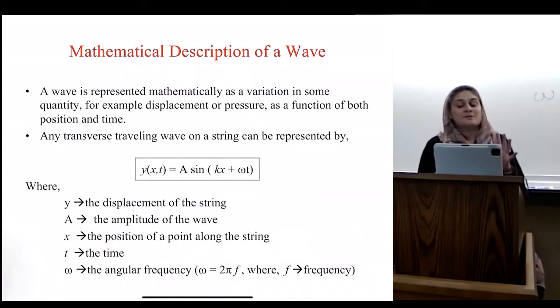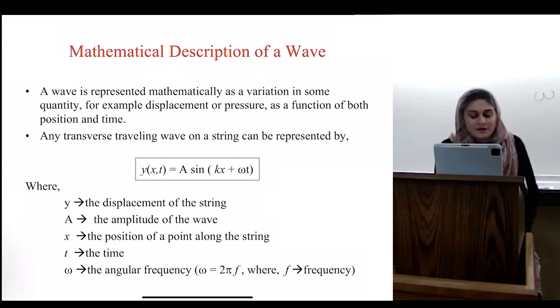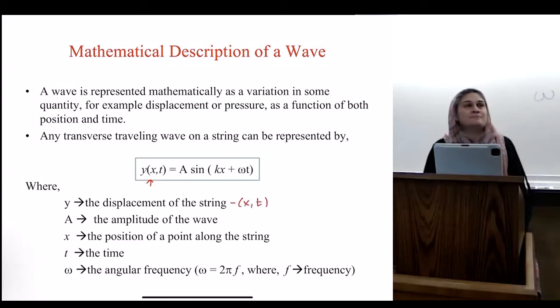So here's something that looks really complicated. This is how physicists see waves. Let me walk you through it. It's not very complicated. So this formula on the left side, all it's saying is that the displacement of the string is a function of the position and the time.